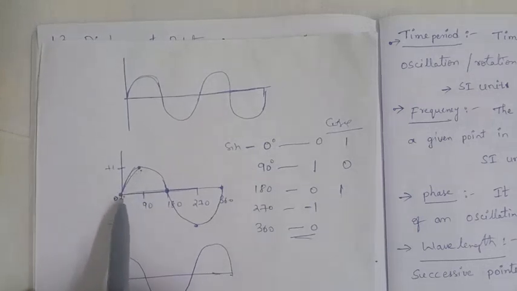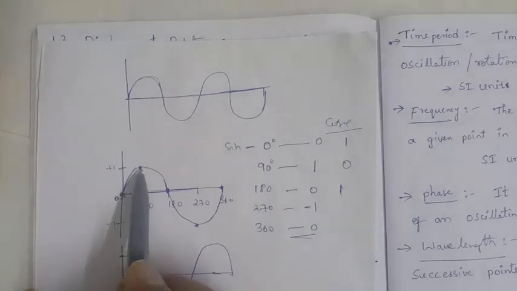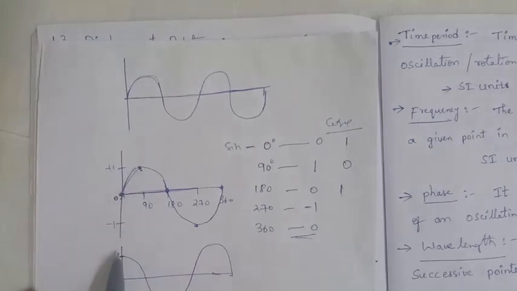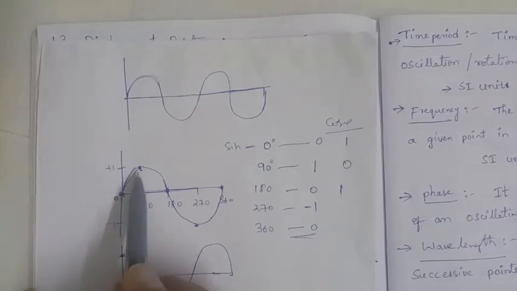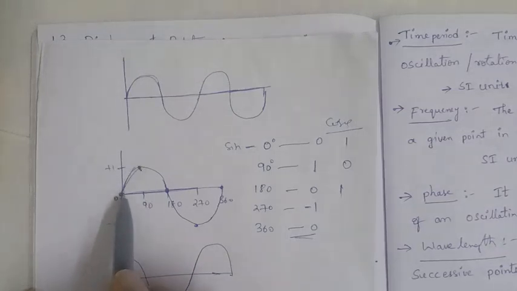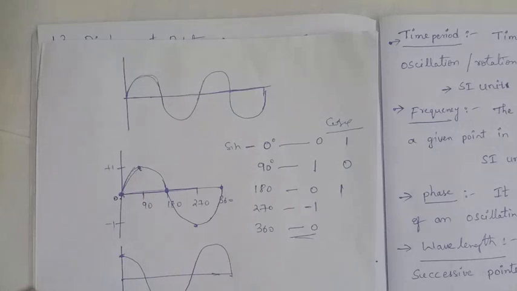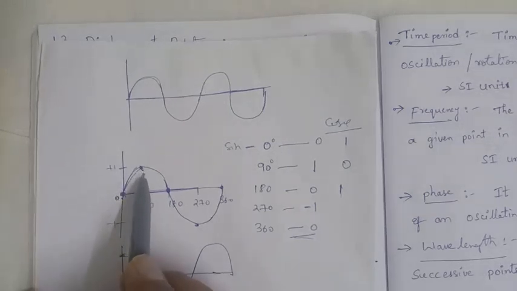Then what is the difference in phase angle? Here 0 degrees, here 90 degrees. If the wave starts at the maximum point, it starts at maximum value; here it starts at minimum value. Then what is the phase difference between these two? The phase difference is pi by 2.